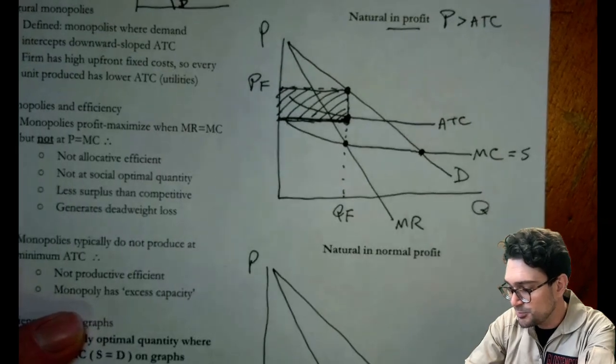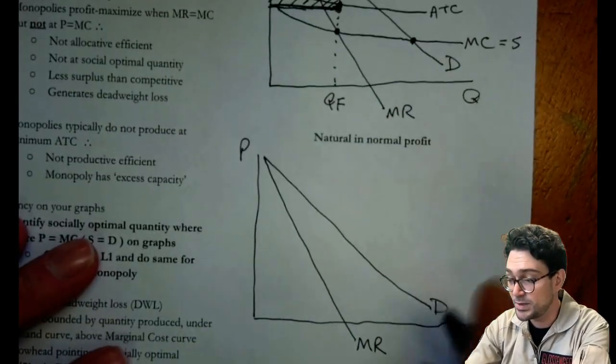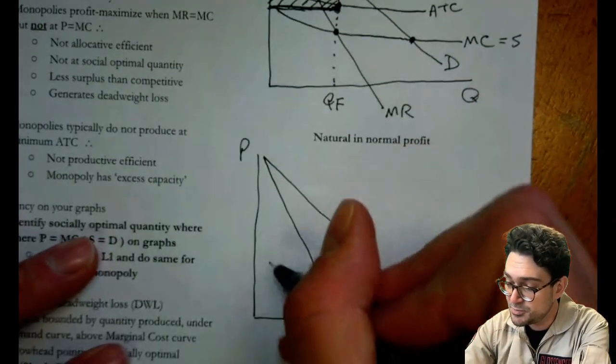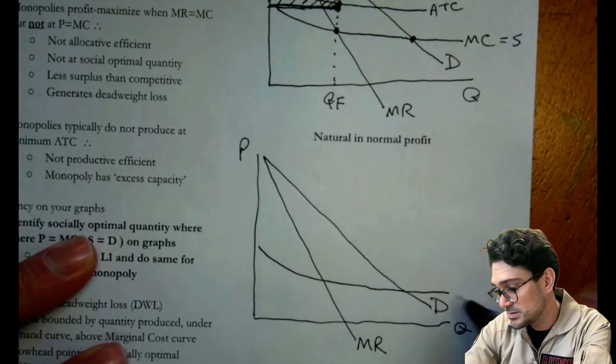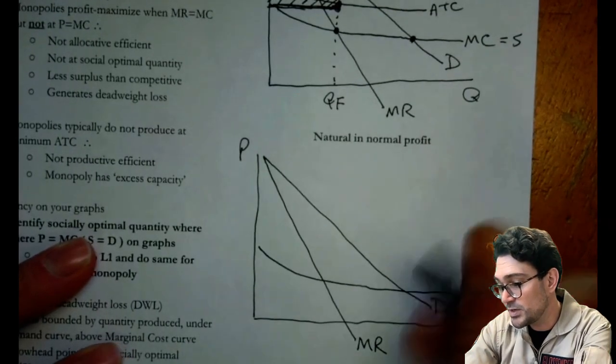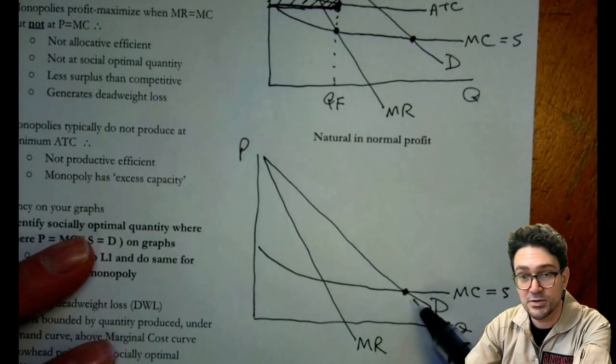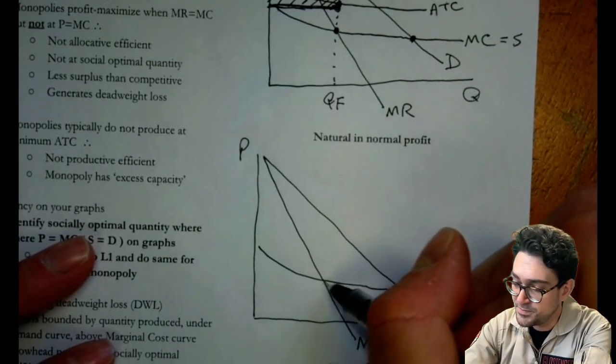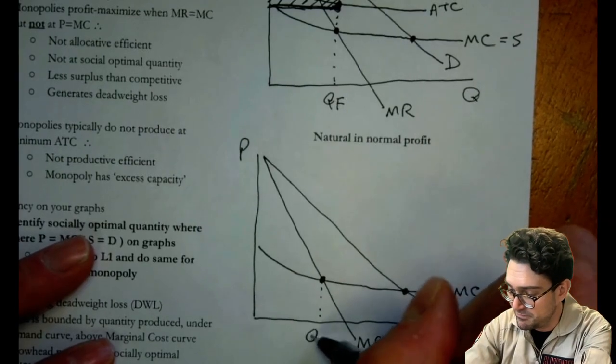Again, we have a downward sloping MR that's less than the demand, or less than the price. And for this one, again, we're going to put our marginal cost coming down like that. Oh, that's a really low one. So again, that would be our optimal point where supply and demand intersect. But the firm's not going to produce there. They're going to produce Q sub F.